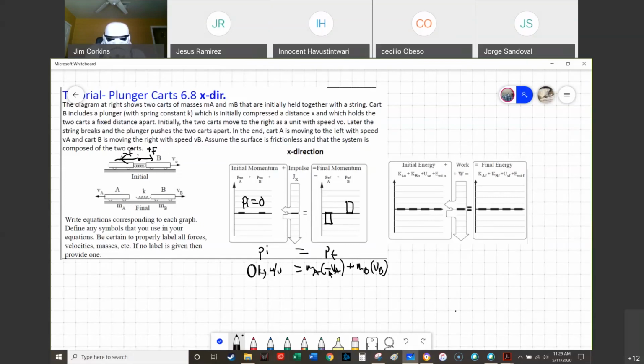Notice that I put the negative VA for cart A's velocity after the explosion, much like the Death Star, where I lost a lot of friends. Anyways, after that moment of silence, let us begin with the energy part.